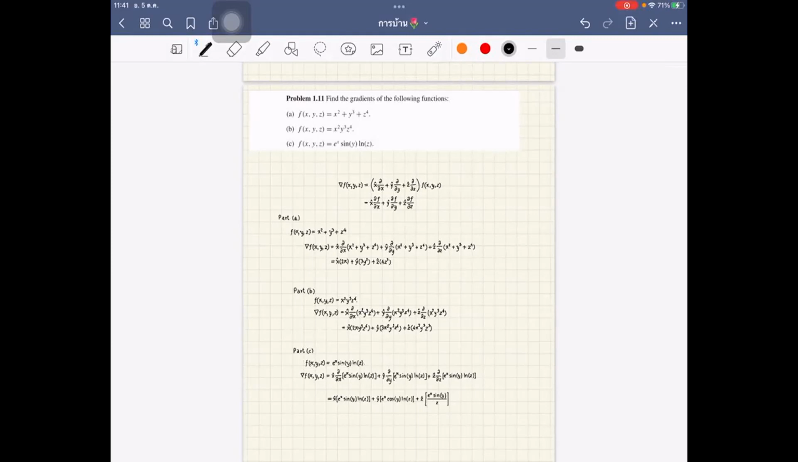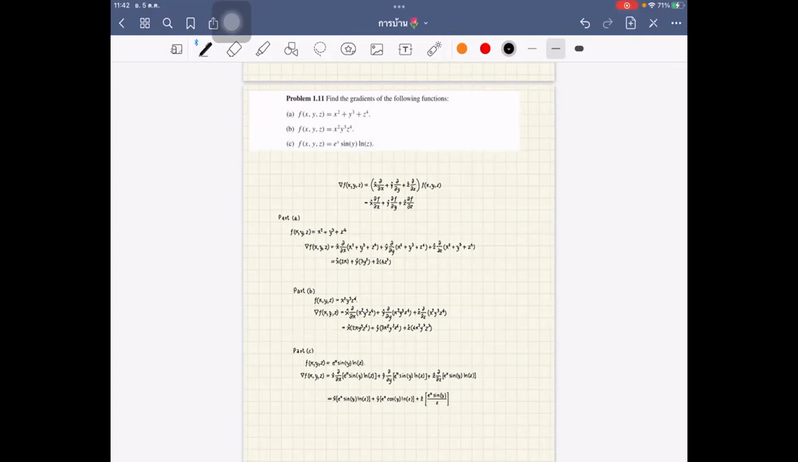For part B, we try to use the derivative of this function, and for the derivative of this function, we can get 2 times x times y power 3 times z power 4, and then plus y hat times 3 times x square y square and z power 4, and plus z hat times 4 times x square times y power 3 and times z power 3. In this part, did you get it? Yes.